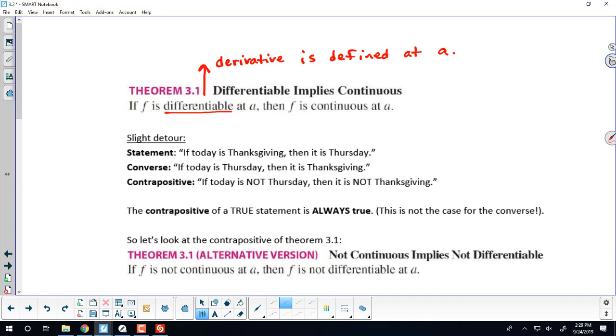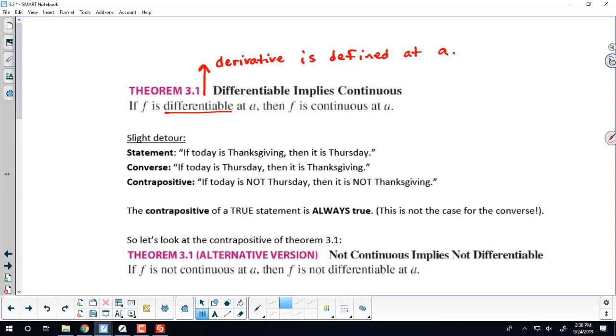So the converse isn't true. But the contrapositive is when we flip the statement and we negate both things. So: if today is not Thursday, then it's not Thanksgiving. We take the converse and then we negate both of those things. The contrapositive is a true statement. If you have a true statement, the contrapositive of that statement will also be true. So the contrapositive of a true statement is always true. You really don't have to remember any of this. It's just there to help understand why we sometimes see theorems presented in certain ways.